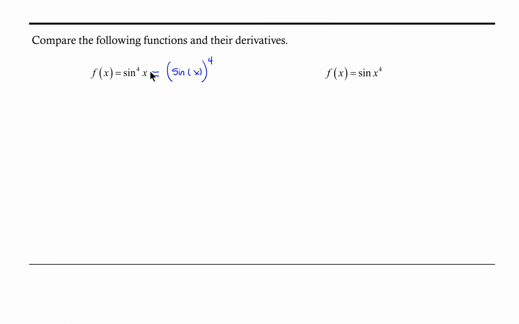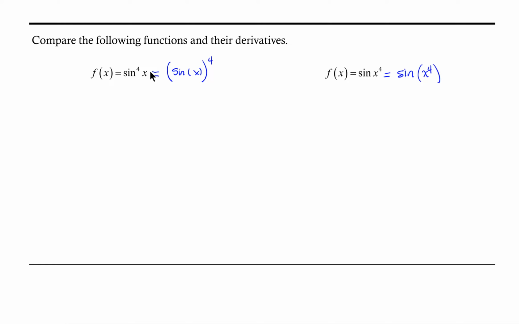Similarly, when we see sine of x to the fourth power, that means we're taking the sine function and evaluating it at x to the fourth power. Again, significant implications in terms of the chain rule when we find a derivative. So let's go ahead and find the derivatives of these two functions.